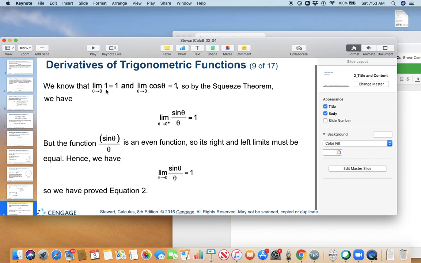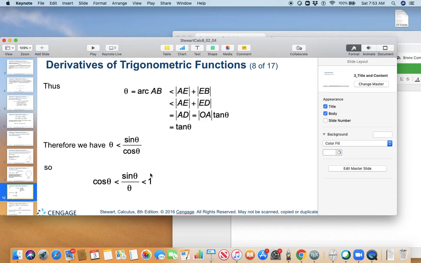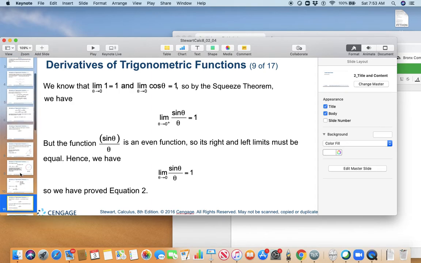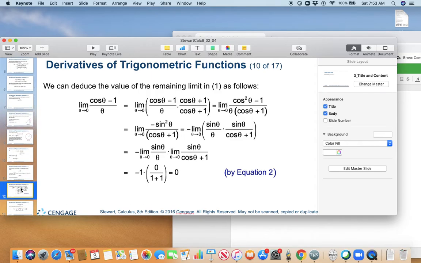The limit of a constant function is itself. The limit of cosine as theta goes to 0 is 1. So both these ends limit to 1. Therefore, sine theta over theta is 1 when theta is coming to 0 from the right hand side, because theta is positive. On the other hand, sine theta over theta is an even function, so the left limit will also be the same. Therefore, the limit as theta approaches 0 of sine theta over theta is 1, which is what was used to find the derivative of sine.